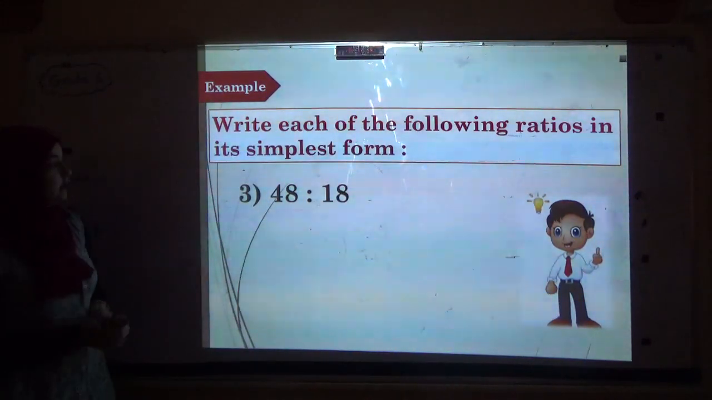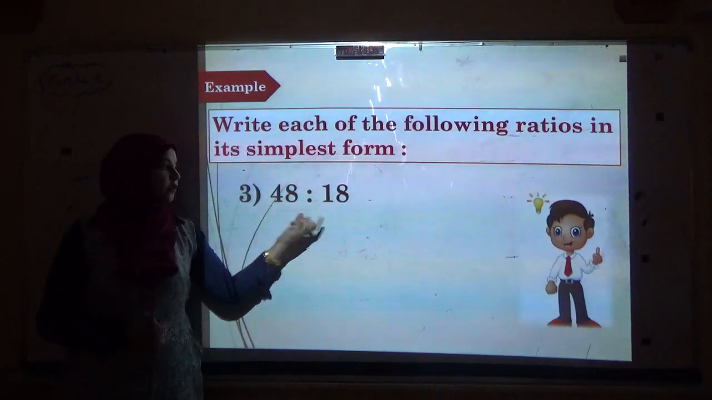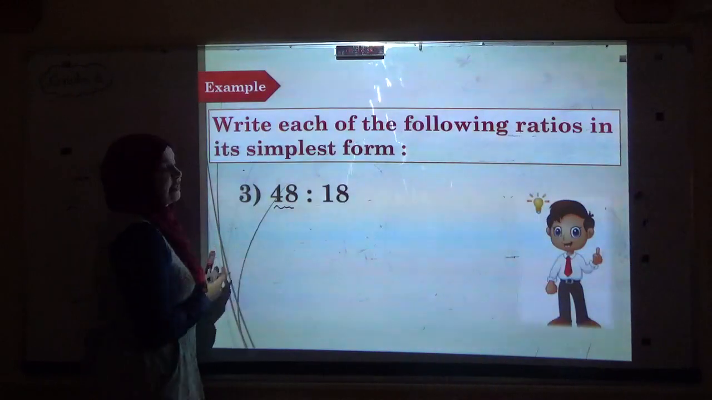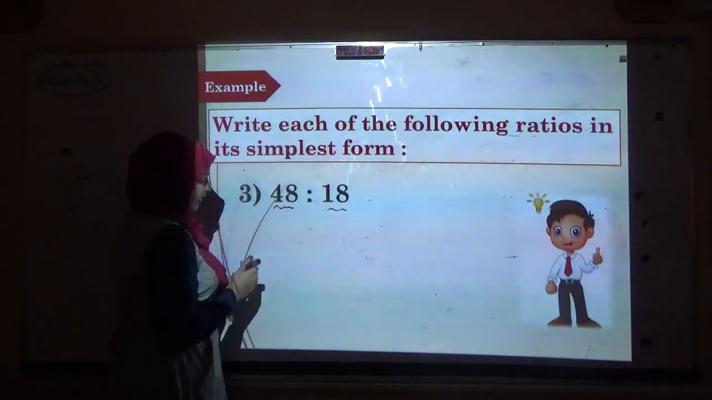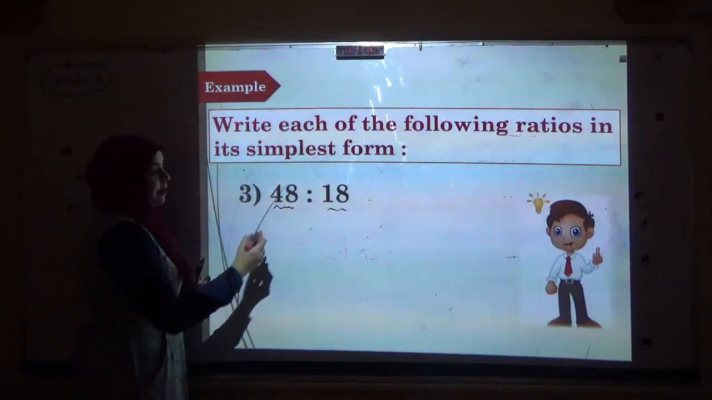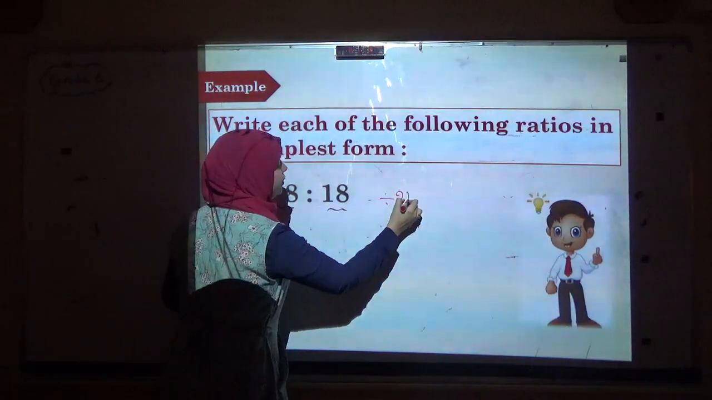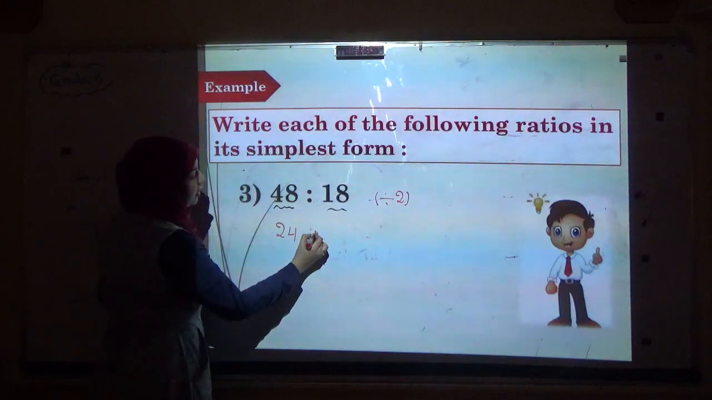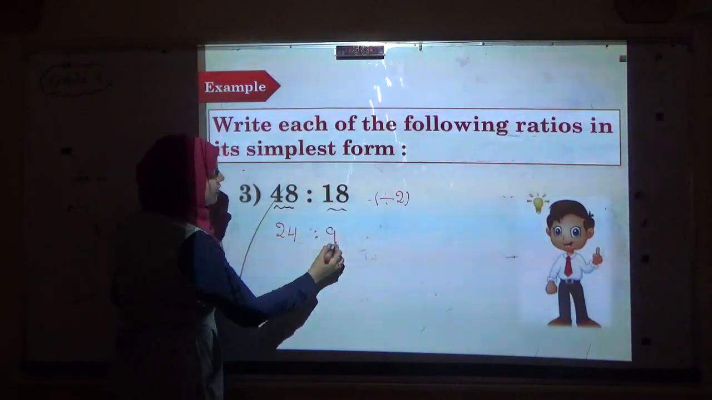Number 3, simplify 48 to 18. Here 48 is an even number, also 18 is an even number, so we can divide them by 2. Divide the two terms by 2. 48 divided by 2 equals 24. 18 divided by 2 equals 9.